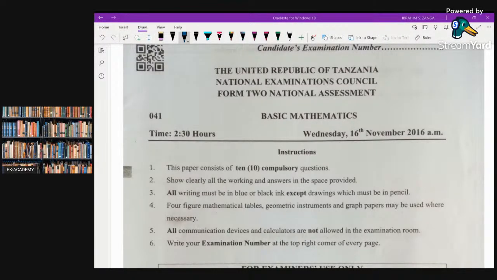Hi students, in today's session we are going to see a Basic Mathematics exam, NECTA 2016. This exam is not different from other exams we have discussed so far. The exam has 10 questions, and in this session we're going to discuss the first 5 questions.